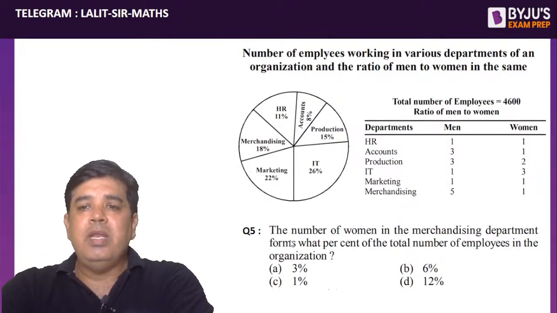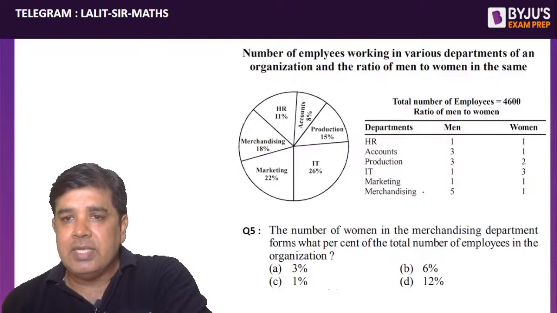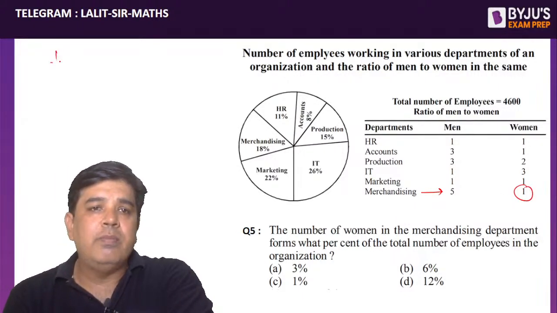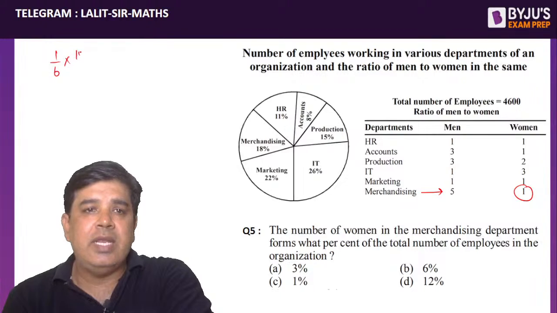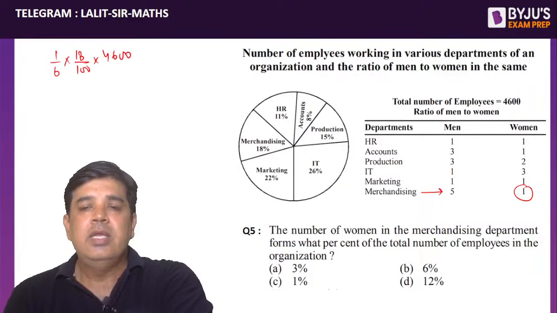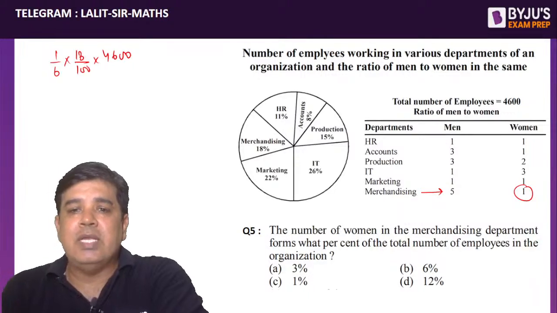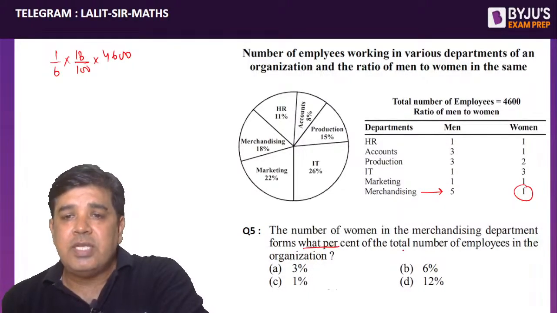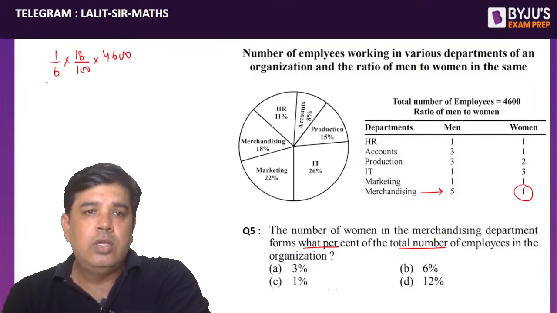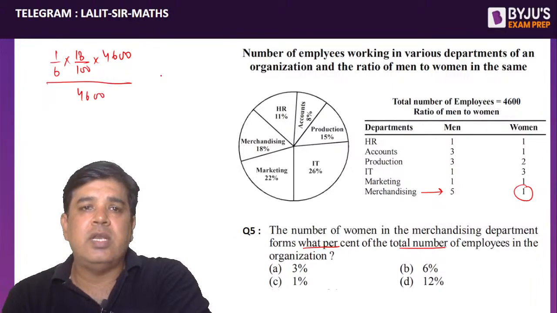Next, the number of women in merchandising. Merchandising is this last part. Women is 1 to 5. So 1 by 6, and merchandising is 18%. 18% of 4600. This is number of women in merchandising. This forms what percent of total number of employees? Total number of employees is 4600. This forms what percent? Now this will cancel out, this will cancel out.